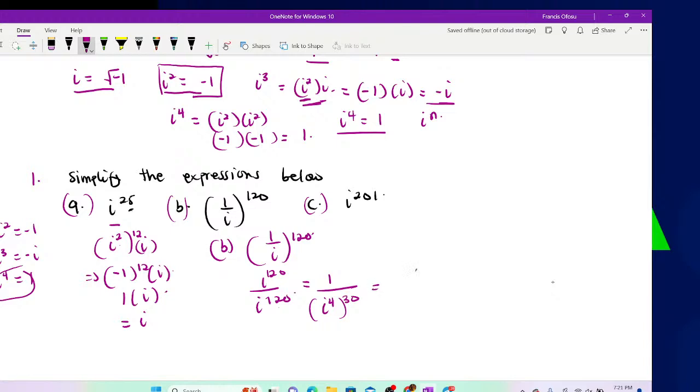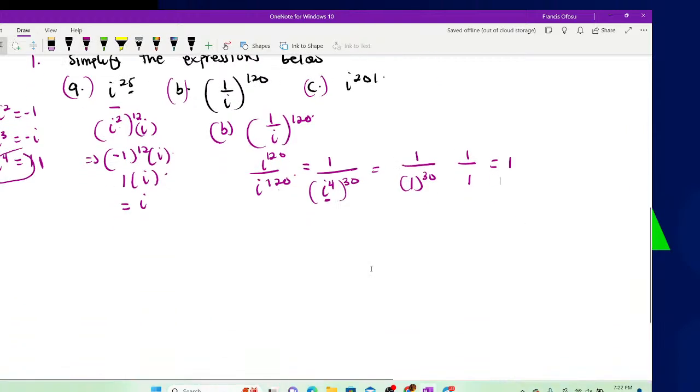Therefore, we can say 1 over I to the power 4, and we know I to the power 4 is equal to 1. So 1 to the power 30 down here, and you have 1 over 1 to the power 30, which is simply 1. Then the answer is 1. So that is for B.